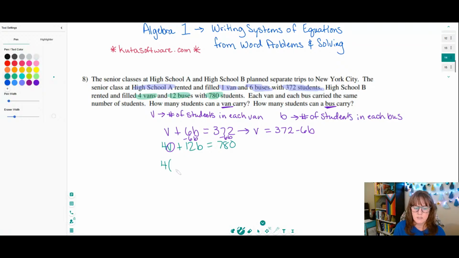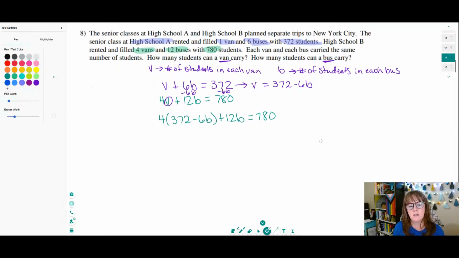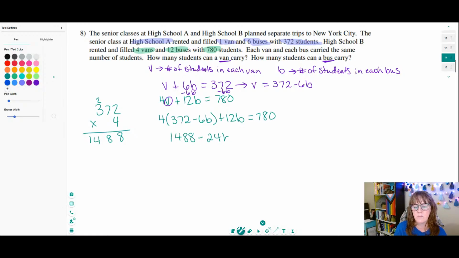So we've got 4 times 372 minus 6B plus 12B equals 780. So remember last week when we were talking about solving these types of equations, the goal is always to get an equation with just one variable in it so we can actually solve it. All right, 372 times 4. I don't happen to know that one off the top of my head. So let's figure out. Okay, so that is 1,488 minus 24B, I'm just distributing this 4, plus 12B equals 780.